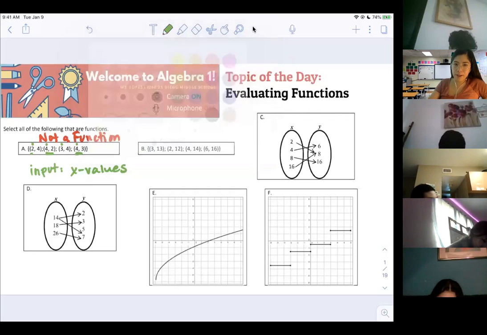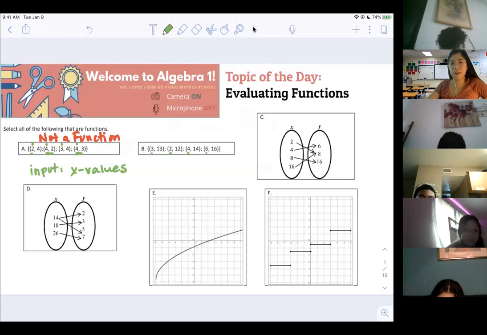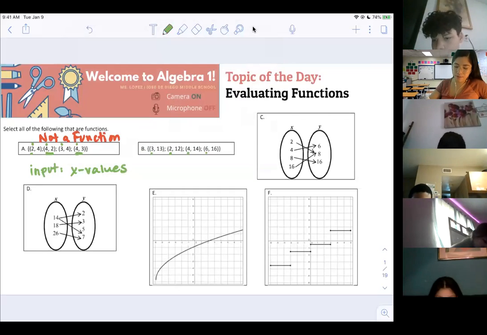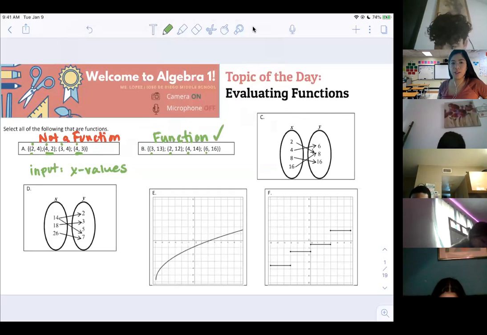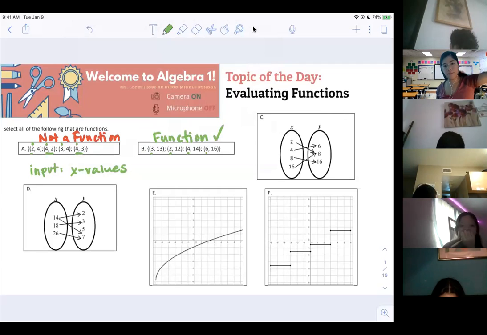Whereas in example B, let's take a look. I have 3, 2, 4, and 6. Do any values repeat? No. So that's how you know you're good to go. This one is a function. So when it's just a list of points, you're just looking at if any X values are repeating.